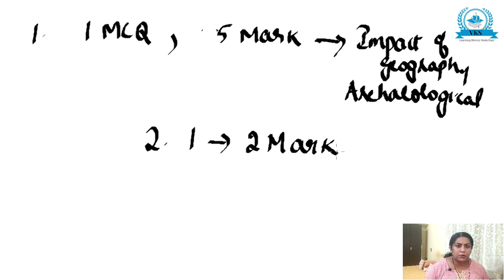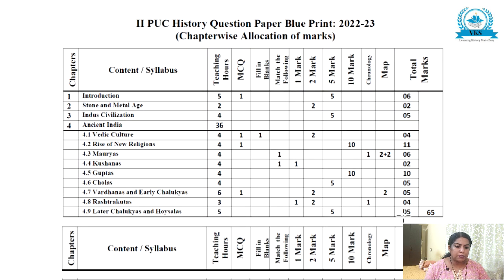Which are the 2 mark questions from chapter 2? It can be: what is the meaning of the word Paleolithic, or what is the meaning of the word Neolithic? Name any 2 sites of the Neolithic age. Any this kind of 2 mark question can come. One question will come, that is a 2 mark question, from chapter 2. Now let us move on to chapter 3, that is Indus Civilization.